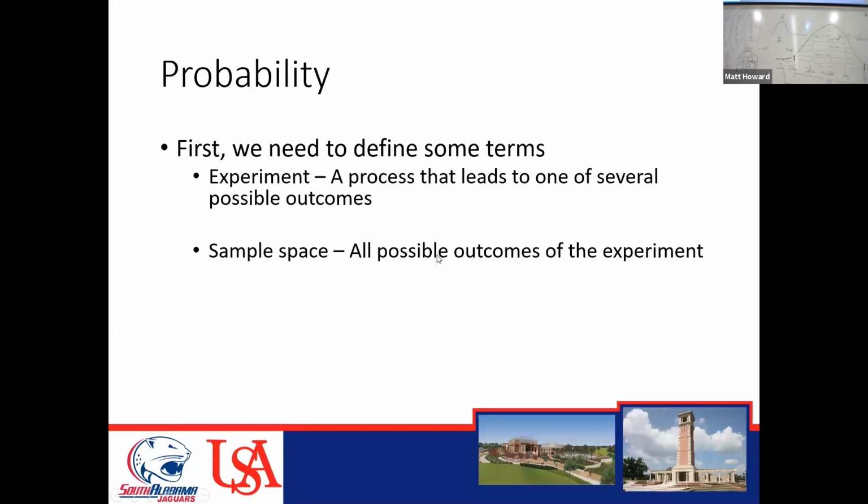Okay, so then a sample space is all possible outcomes from the experiment. In the context we've been using of rolling a dice, your sample space would be rolling a 1, rolling a 2, rolling a 3, rolling a 4, rolling a 5, or a 6. And in the context of flipping a coin, the sample space is getting a heads or a tails. So sample space is all possible outcomes of that experiment.